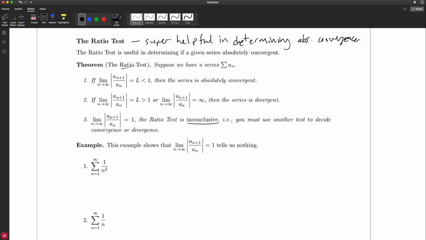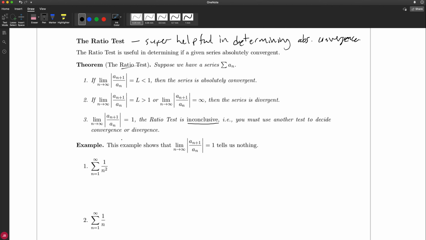So it is limited. It's not a silver bullet, so to speak, but it is very helpful and very useful. But if the ratio test comes back inconclusive, meaning that you get 1 for this limit here, then you have to use another test to decide convergence or divergence. So that means you have to go back to the test for divergence, or one of the comparison tests, the integral test, or alternating series test, something like that, okay?